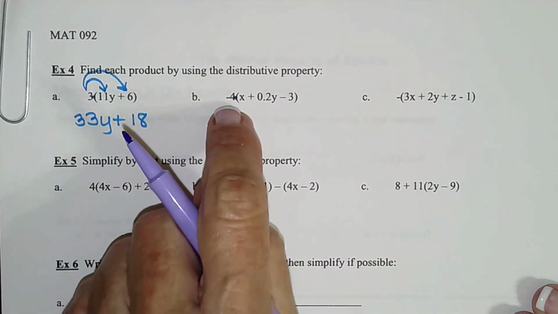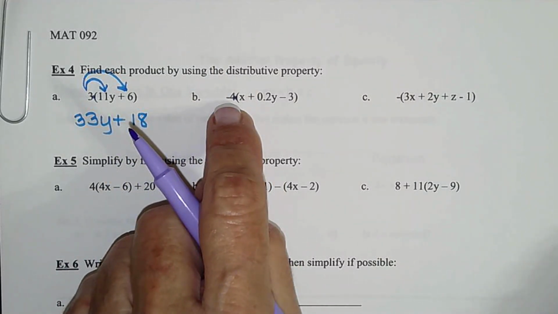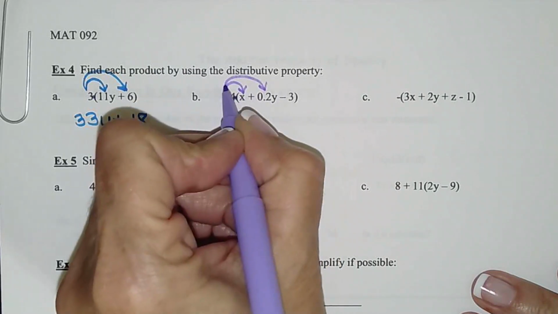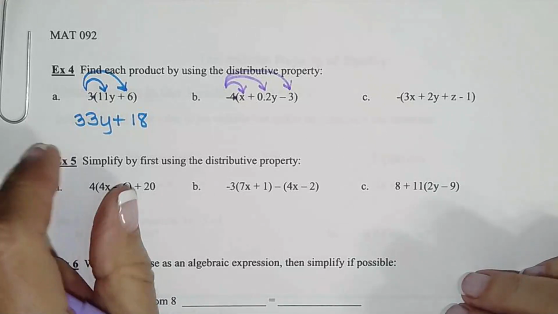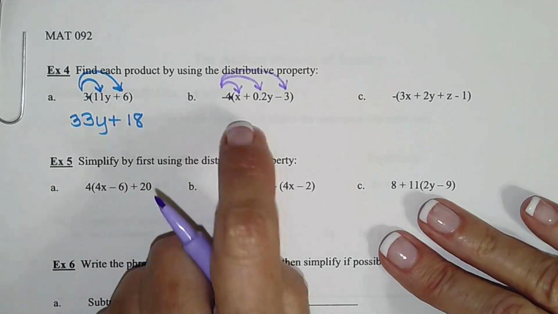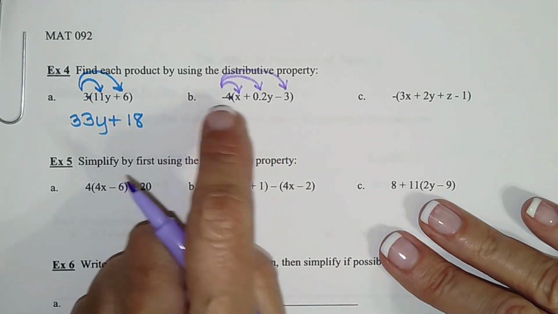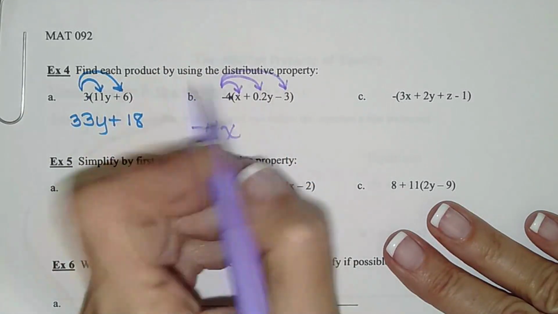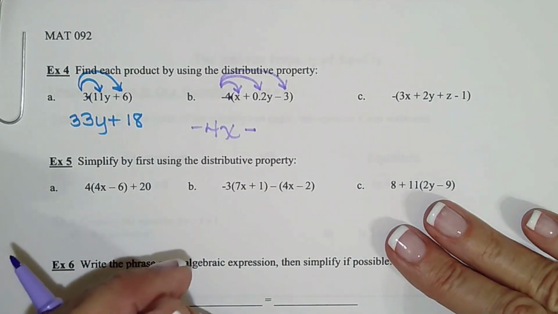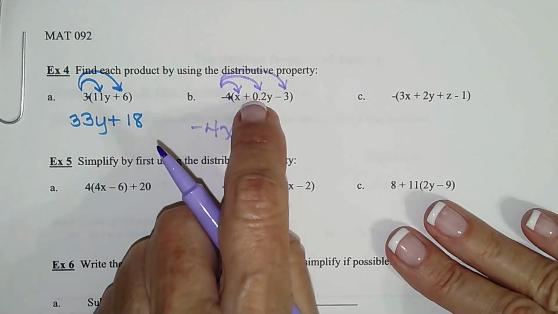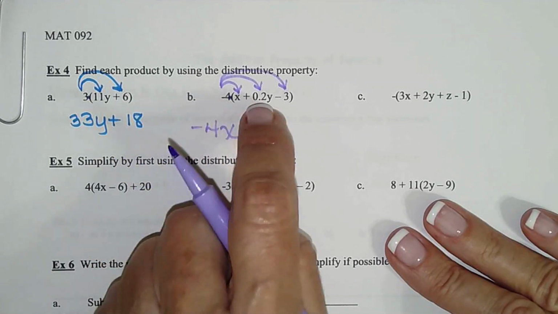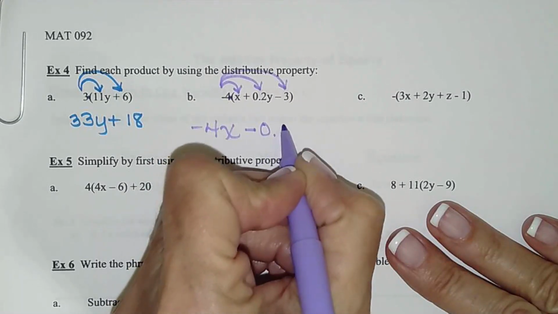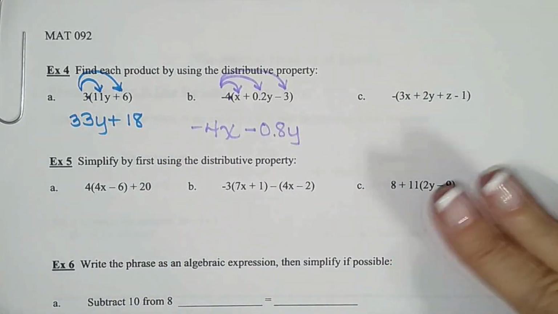Okay, for this one I need to be careful with my signs because we have a negative out here, and I also need to be careful and make sure to distribute to every single thing inside. So there's 3 terms inside, so I have to distribute to all 3. So negative 4 times x is negative 4x. Negative times a positive is negative, and I always do my signs first so I never miss them. Negative times a positive is negative. 4 times 0.2 is 0.8. And then the y.